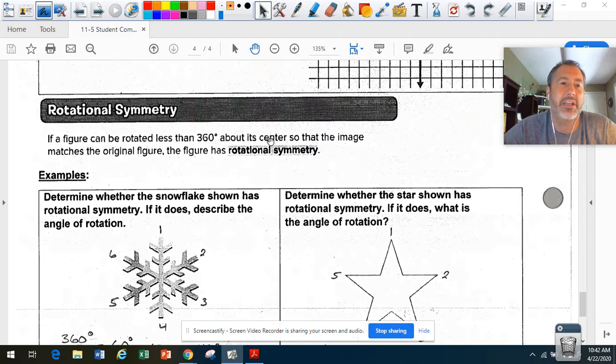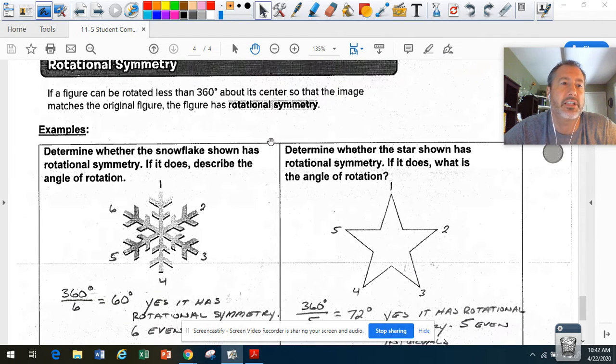Let's look at rotational symmetry. So it says, if a figure can be rotated less than 360 degrees about the center so the image matches the original figure, the figure has rotational symmetry. Okay, let's look here.